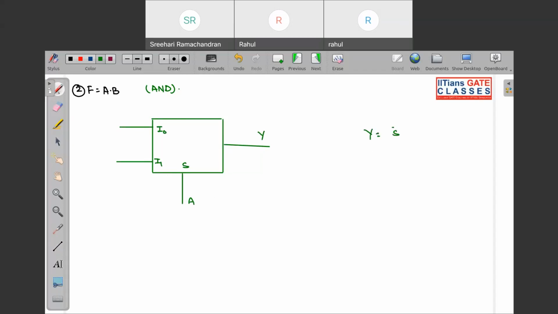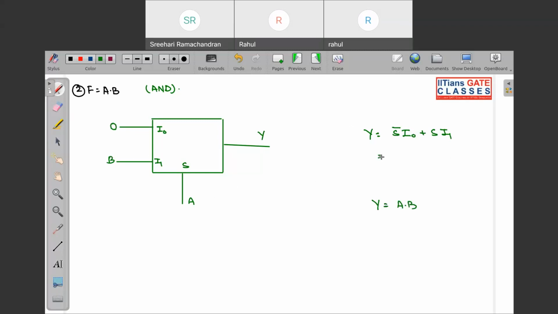So that will be S complement I0 plus S I1. Now what do you need? You require y is equal to A dot B. So how can we get this? Simple. Simply put 0 over here and B over here.